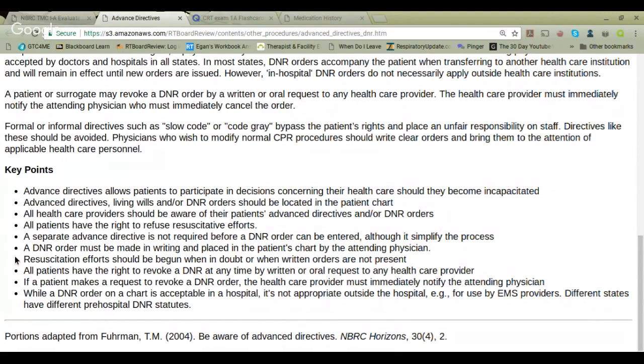A DNR order must be made in writing and placed in the patient's chart by the attending physician. Resuscitation efforts should be begun when in doubt or when written orders are not present. All patients have the right to revoke a DNR at any time by written or oral request to any healthcare provider. While a DNR order on a chart is acceptable in a hospital, it's not appropriate outside the hospital, for example for use by EMS providers. Different states have different pre-hospital DNR statuses.